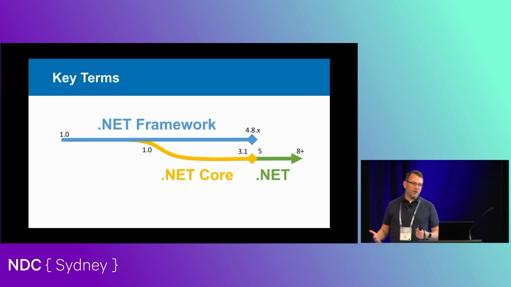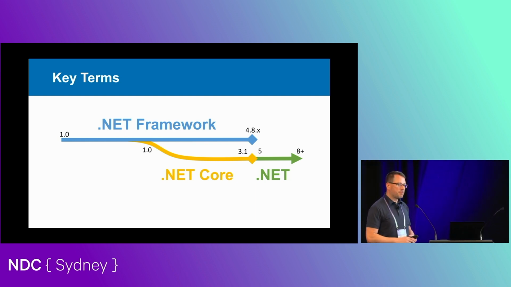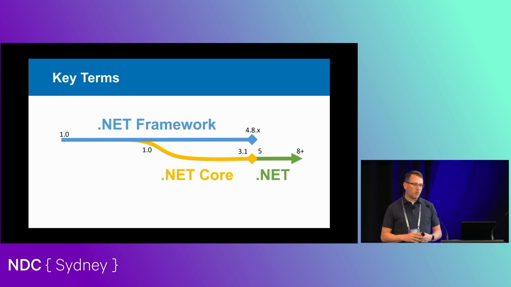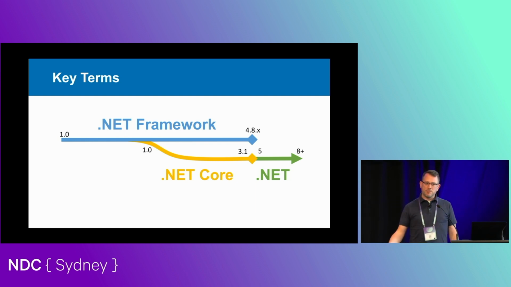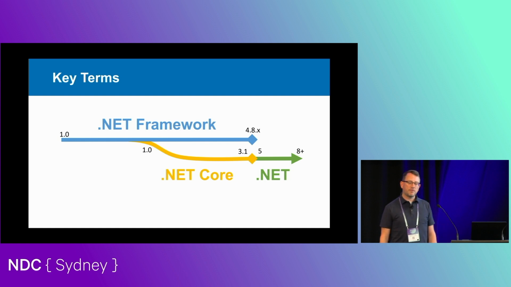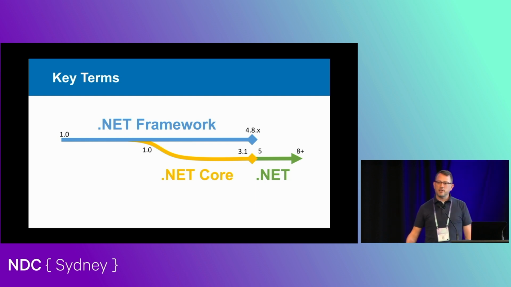This is the old Windows-only .NET that's been around since 2000, 2001, and really just ends with 4.8. That's the last major version. If you didn't know that already, that's the last major version of .NET Framework that's going to be coming out. There will be support for it for a very long time, security patches and so on, but nothing new is happening in .NET Framework.